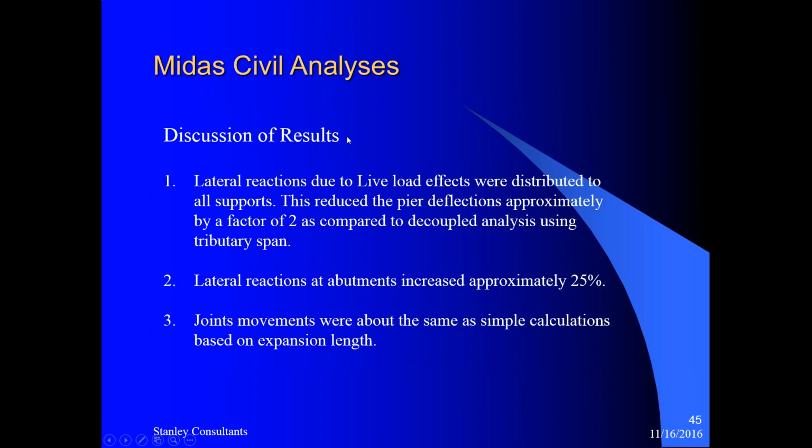As a summary and a discussion of results, the complete model with the soil structure interactions considered, the lateral reactions due to live load effects were distributed to all supports, and these reduced the pier deformations approximately by a factor of 2 as compared to decoupled analysis using tributary span, which is a more classical approach. You take the tributary span and then apply all the loads independently for each pier, so the three-dimensional model showed that actually that's very conservative.